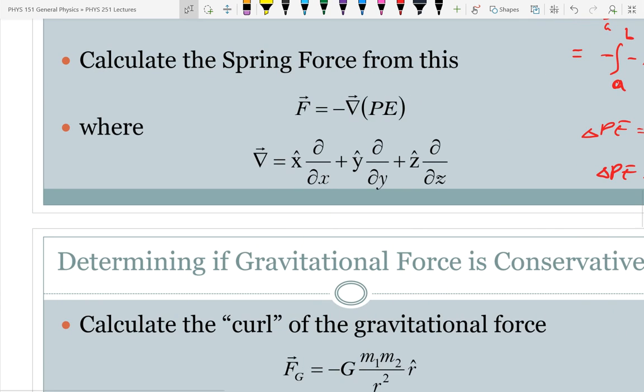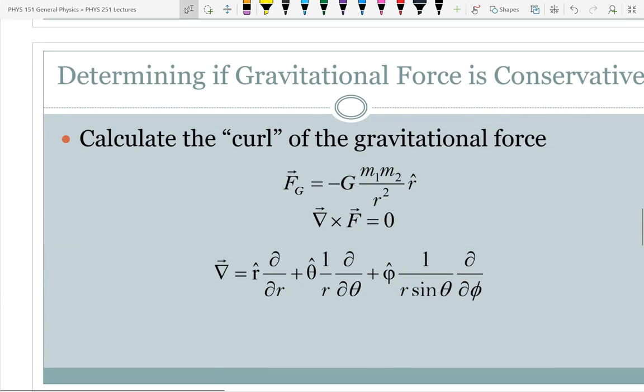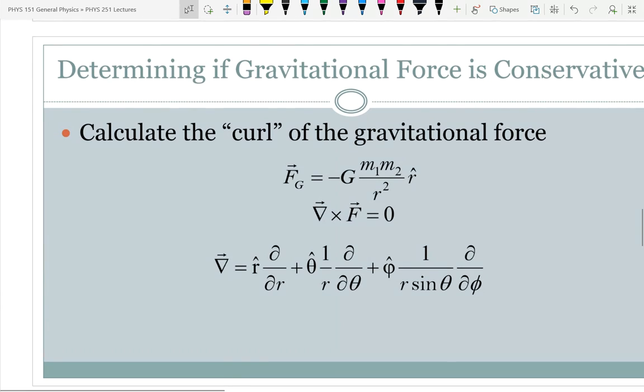Okay, so we've done it with a spring. Now let's go to something way harder. Gravitational force. Universal gravitation, force of gravity is minus r hat direction, so I put the minus, the r hat in the end. G, mass 1, mass 2, over radius squared.